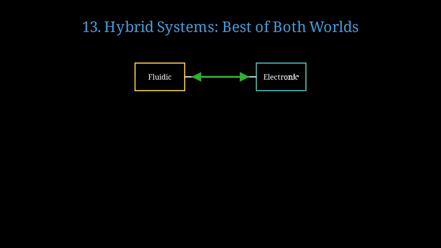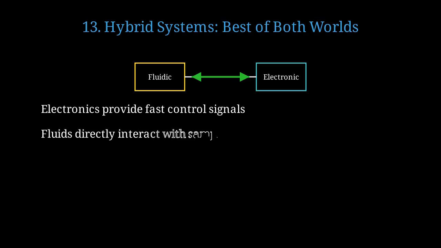Hybrid systems use electronic circuits for high-speed control and decision-making, while fluidic systems handle physical manipulation of samples and reagents. Electronic components provide fast control signals to valves and pumps that manipulate fluid flow. Meanwhile, the fluidic components directly interact with chemical and biological samples, performing the actual experiments.